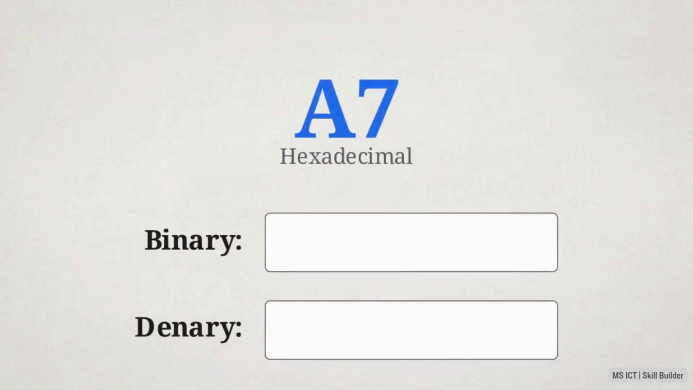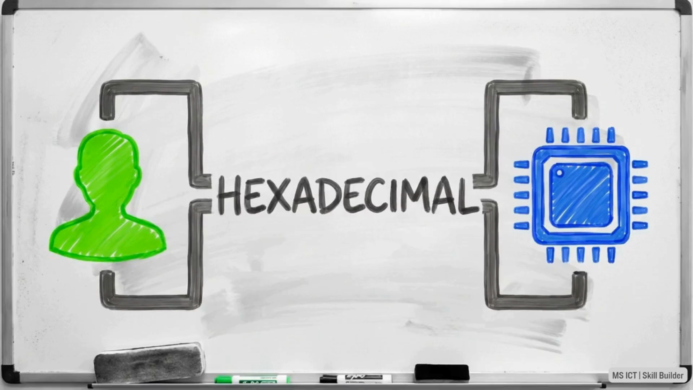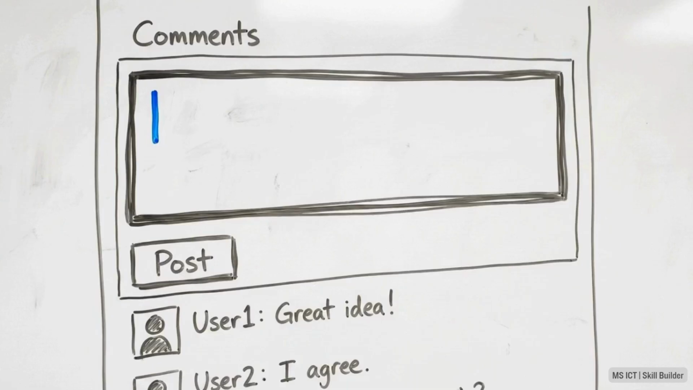Before you go, here is one final test. Convert the hex number A7 into both its binary and denary formats. Prove you have mastered the translation layer between humans and computers by dropping your answers in the comments below.